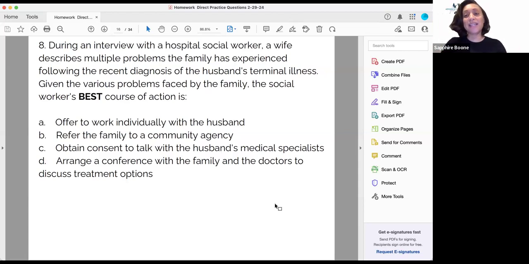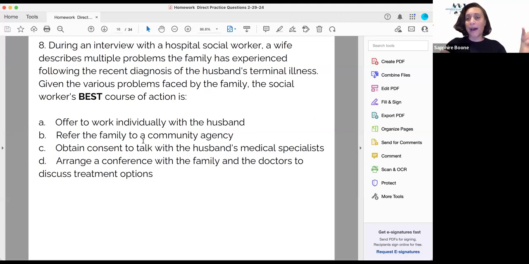But here we see that the issue is not necessarily the treatment options. It's really about the problems the family is facing. And it doesn't tell us what those problems are. But it could be financial problems. It could be mental health problems, anxiety. It doesn't tell us, but we just know that a hospital social worker is not able to really address probably any of the problems that they are experiencing because of the diagnosis.